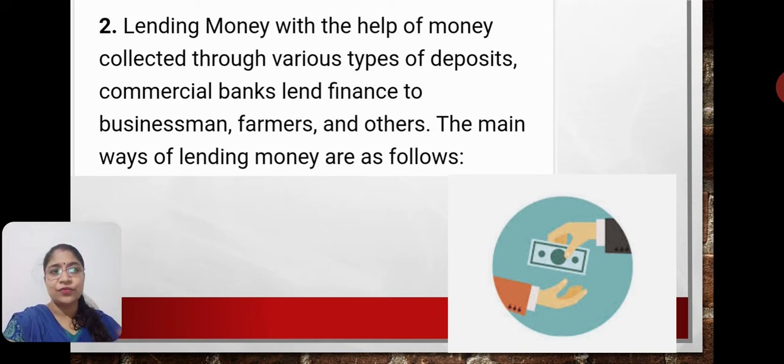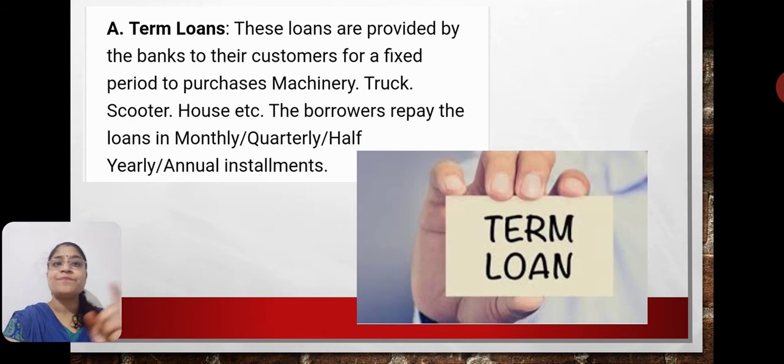The main ways of lending money are as follows. Number one is term loan. Term means time period, short term, long term period. These loans are provided by banks to their customers for a fixed period to purchase machinery, a truck, a scooter, a house, education, whatever. But why is it said term period? The borrower who takes the loan has to pay this loan in monthly, quarterly, half yearly, or annual installments. So there are installments which they have to pay in a particular term period. So it is called a term loan.